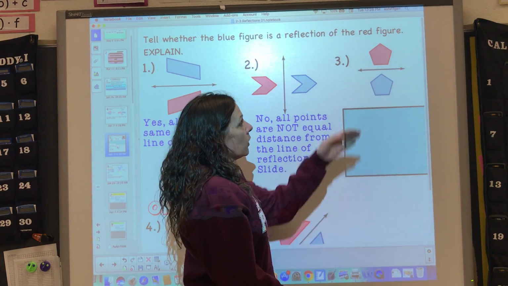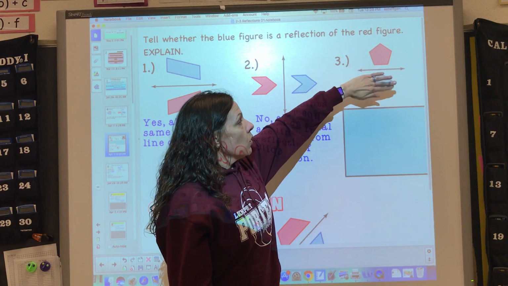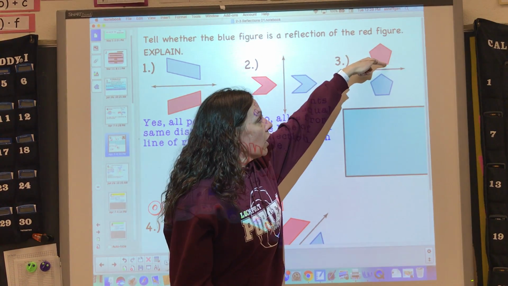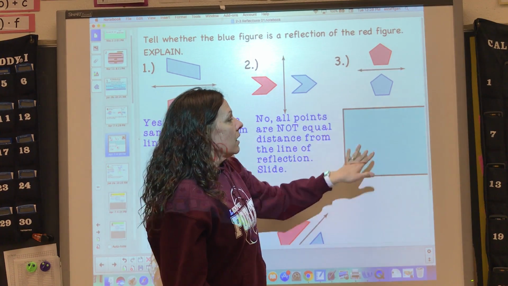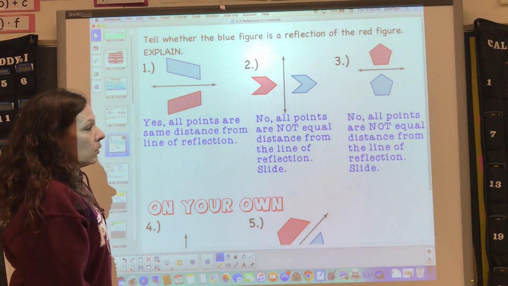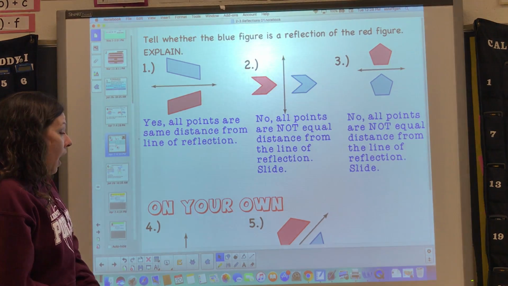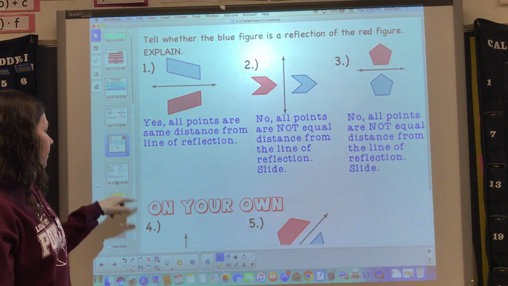And then number three, this is a slide. If I flip this over the line of reflection, it does not show the same image. If you look here, next to my line of reflection, I have a flat line. Here, I do not. So this is no, because not all points are an equal distance from the line of reflection. Again, number three is a slide. Right now, pause the video and do numbers 4 and 5 on your own.